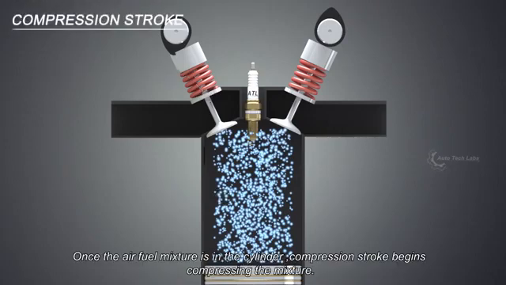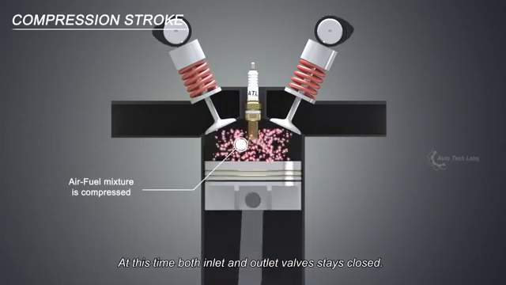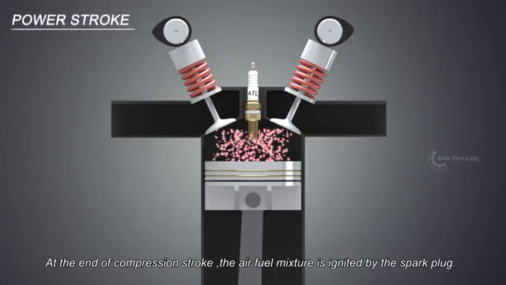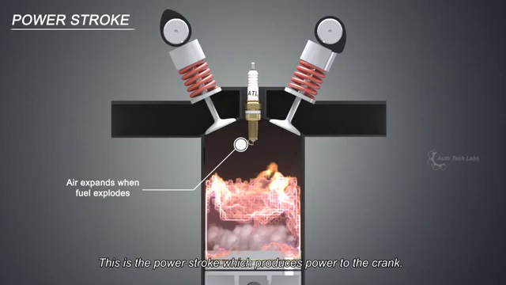Once the air-fuel mixture is in the cylinder, the compression stroke begins, compressing the mixture. At this time both inlet and outlet valves stay closed. At the end of the compression stroke, the air-fuel mixture is ignited by the spark plug. The explosion exerts pressure and pushes the piston down. This is the power stroke, which produces power to the crank.